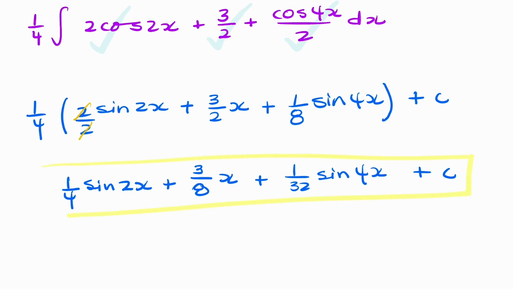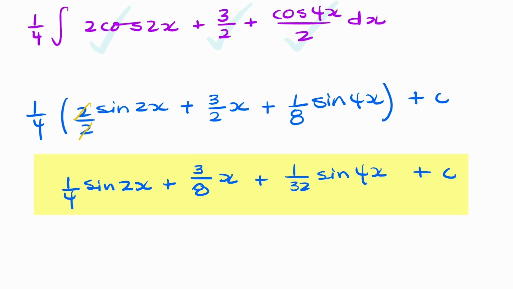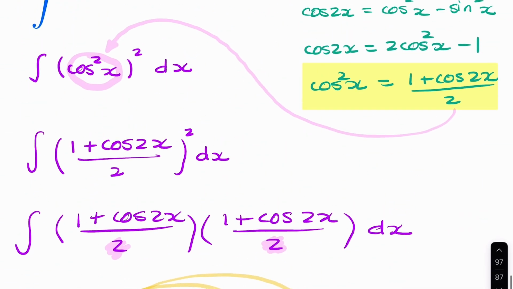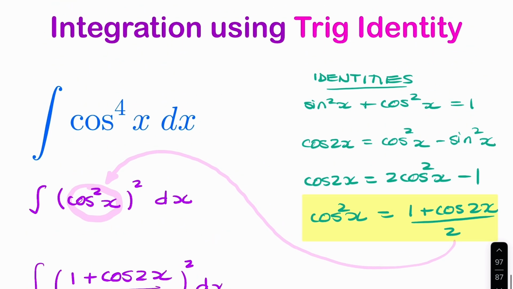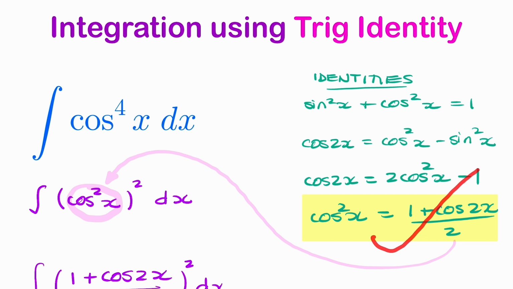So whenever you have sine or cosine to an even power, power 2, 4, or 6, you can use that identity to reduce the power and make something that isn't easily integrable easily integrable. I hope you found that helpful.